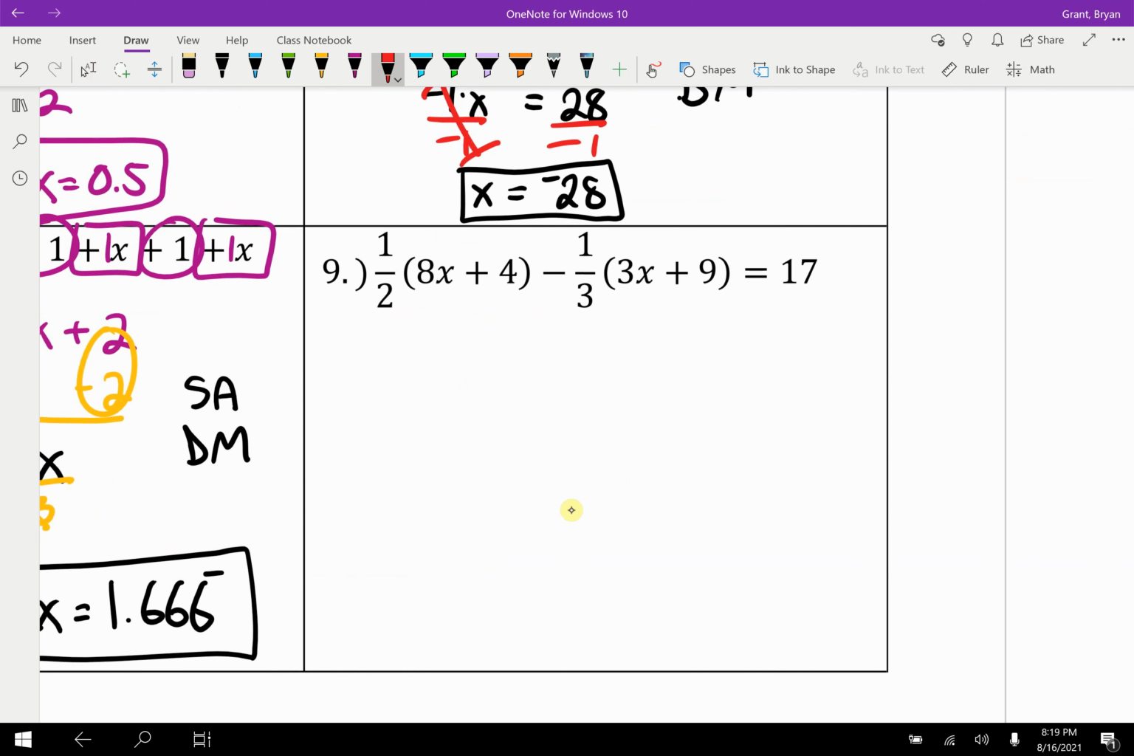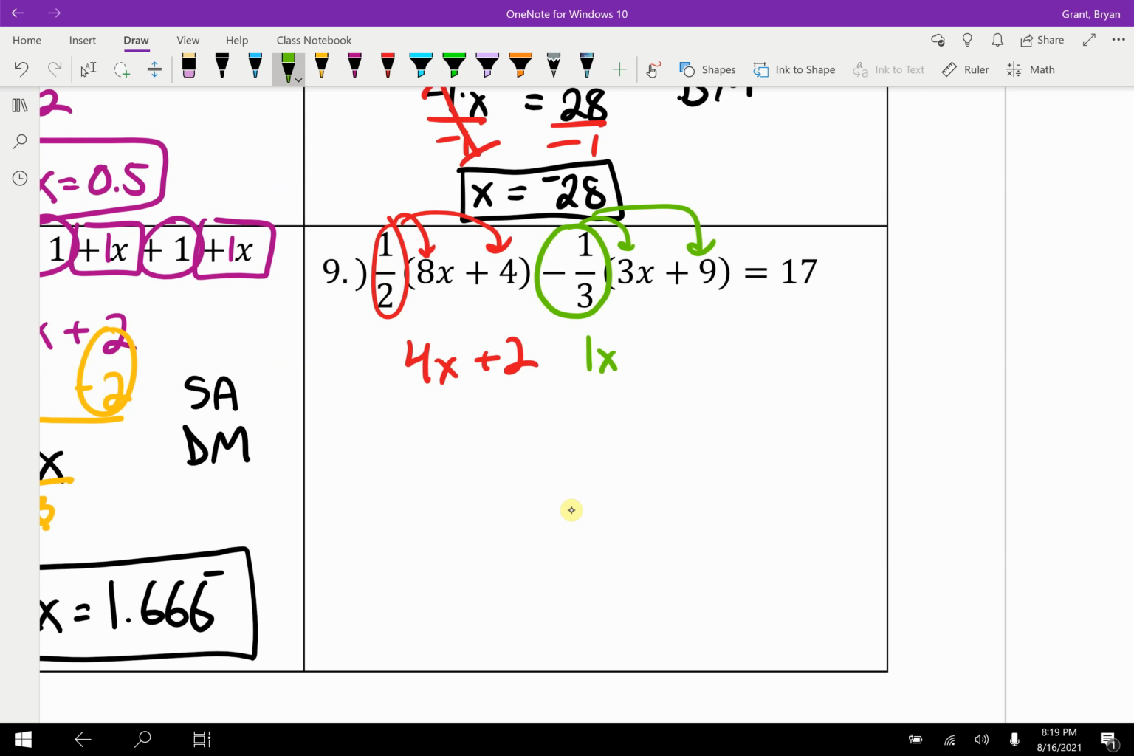We're going to take 1/2 and distribute it to the 8x and to the 4. And instead of thinking 1/2 times 8x, think of half of 8x. Half of 8x is 4x. Half of 4 is 2. Really, multiplying by a half just means divide those numbers inside by 2. And if that's the case, when I distribute my negative 1/3, what am I really dividing by? Oh yeah, just 3. 1/3 of 3x is 1x, because 3 divided by 3 is 1.